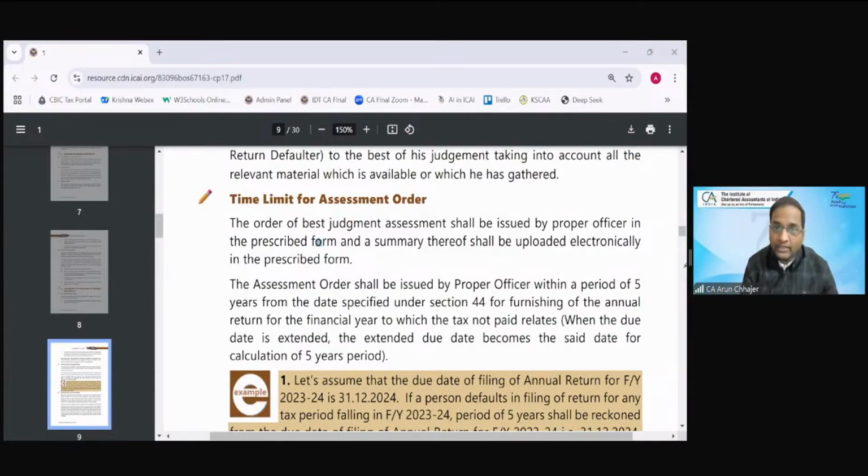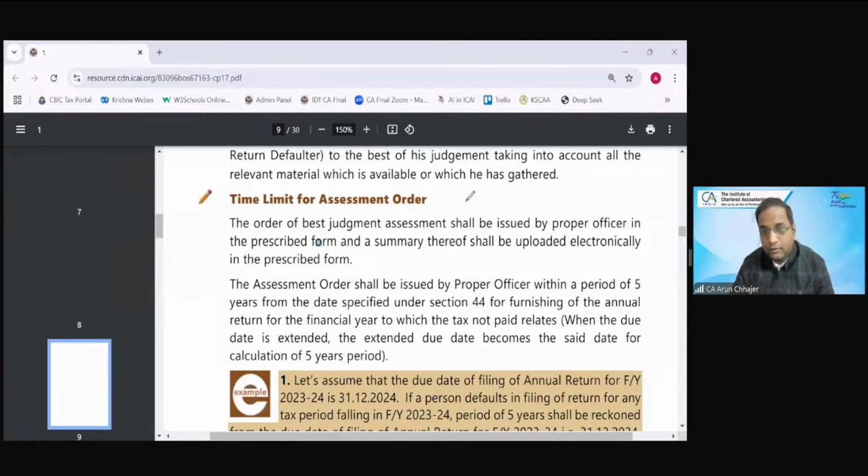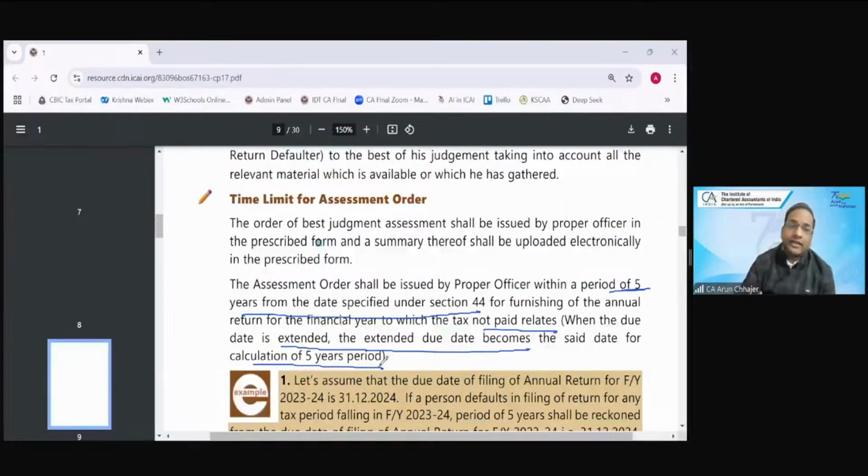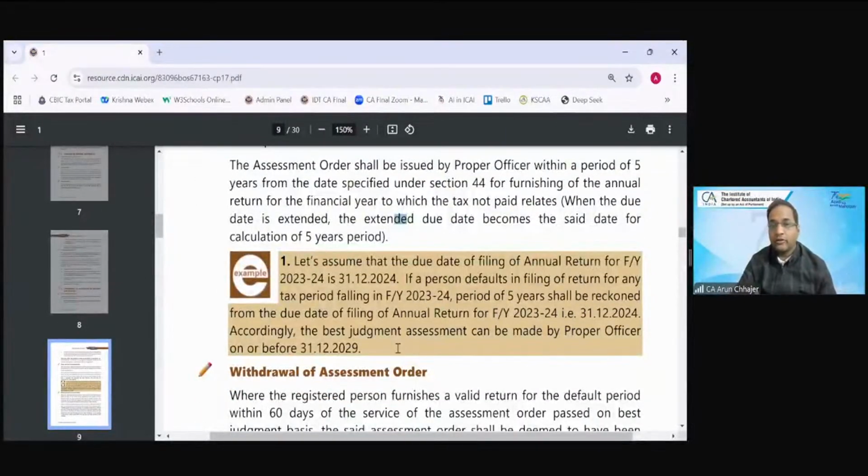ठीक है. So what is the time limit? The time limit is 5 years from the date specified in section 44, to which the tax not paid relates. When the due date is extended, the extended due date becomes the set date for calculation of the 5 year period. That we know. Correct. So they are giving the example. Let's assume that for financial year 23-24, the due date is 31st December 2024. Correct. If the person defaults in filing the return for a period following financial year 23-24, the 5 year will be counted from 31st December 2024. That is 5 year, 31st December 2029.